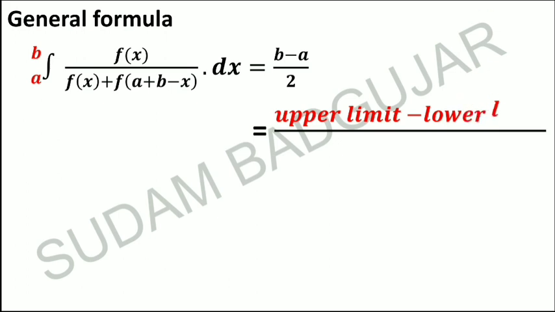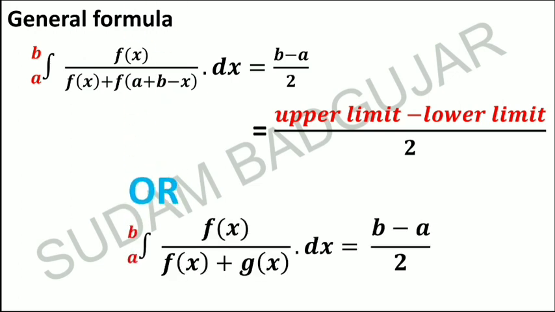What is b? Upper limit. And what is a? Lower limit. So the shortcut formula is upper limit minus lower limit upon 2. This is a very simple form, where the numerator is either f of x or g of x. We can assume it this way: integration of f of x upon f of x plus g of x from a to b is equal to (b minus a) upon 2. You must remember this formula, that is upper limit minus lower limit upon 2.